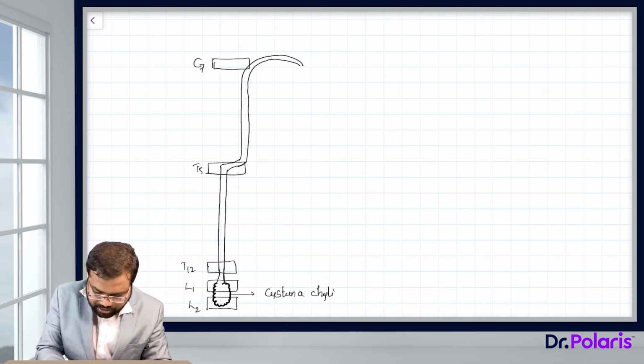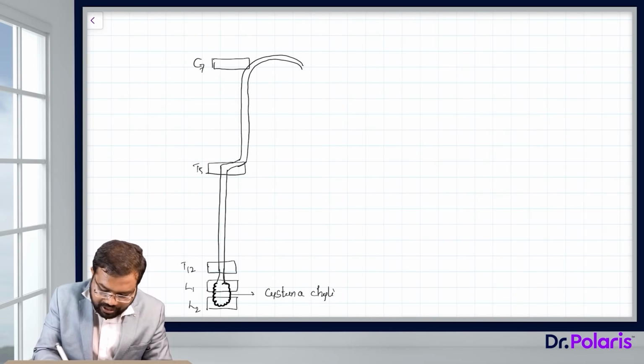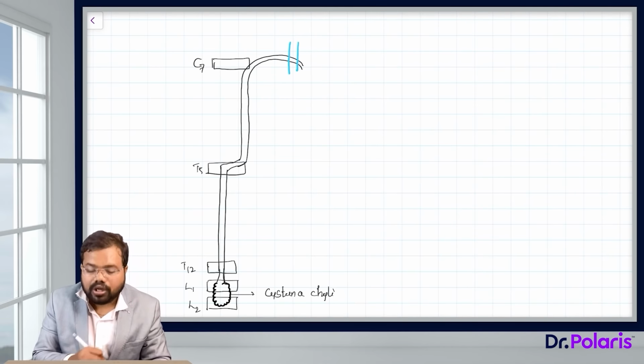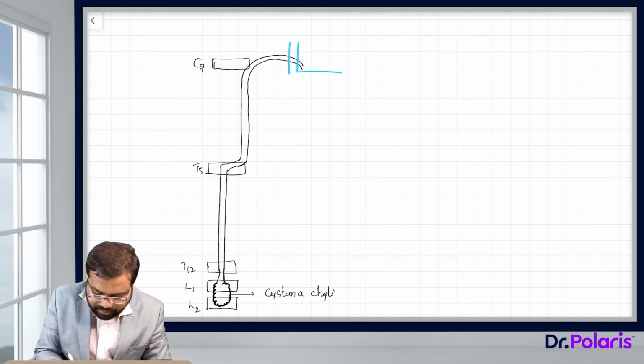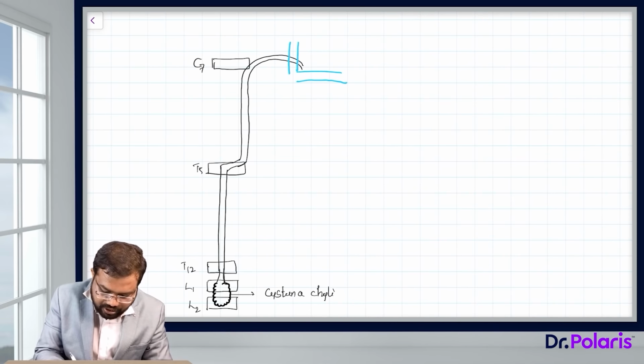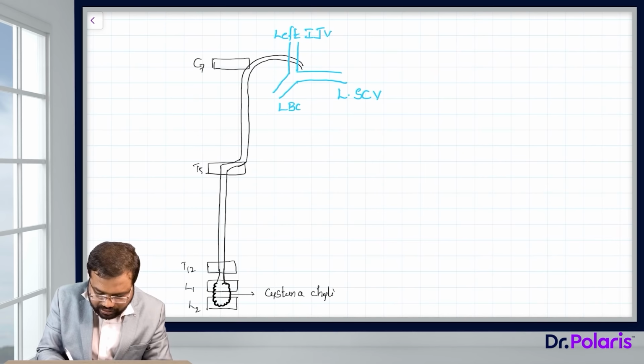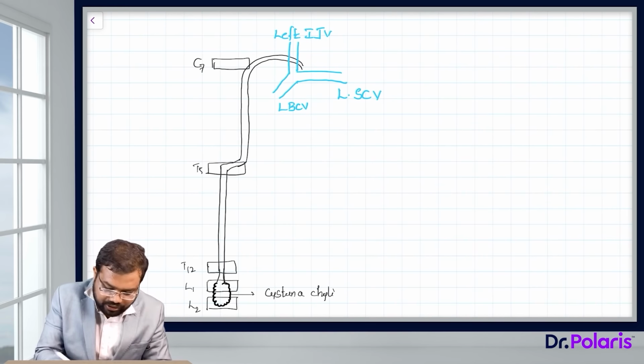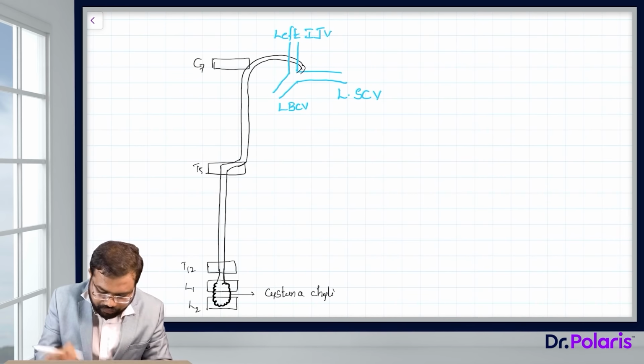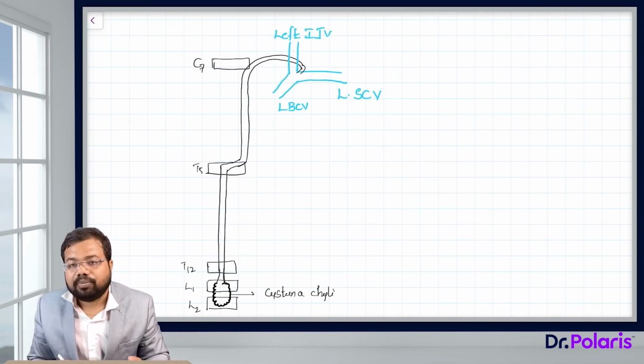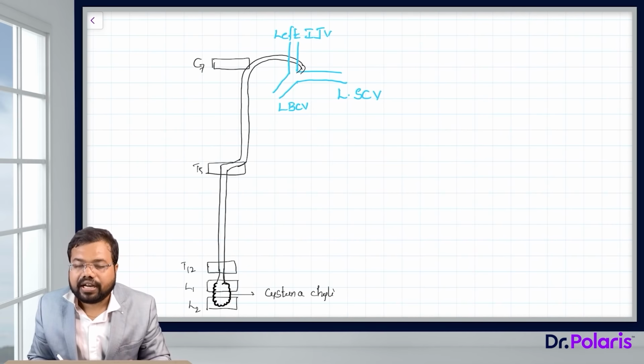It forms an arch. And that arch will be draining into the junction of two major veins. One is the internal jugular vein, the other is the subclavian vein on the left side. So this is the left internal jugular vein and this is the left subclavian vein. Both fused together form the left brachiocephalic vein. Right? Into this junction of the left internal jugular vein and left subclavian vein, this thoracic duct will be draining.